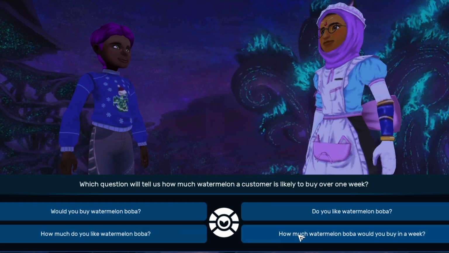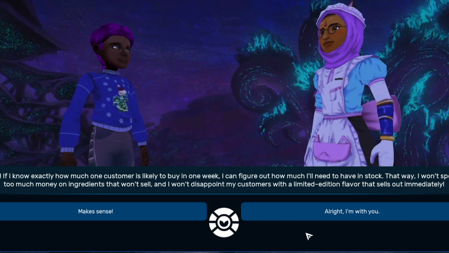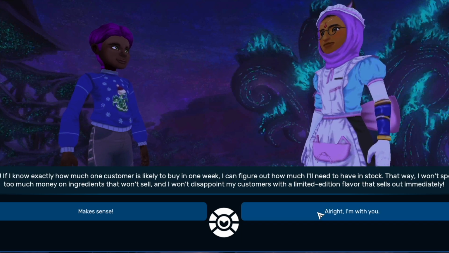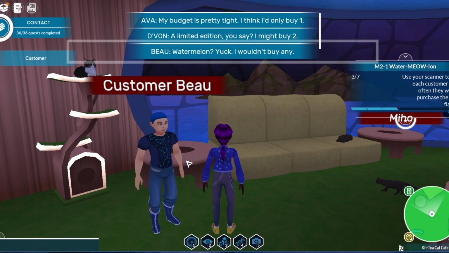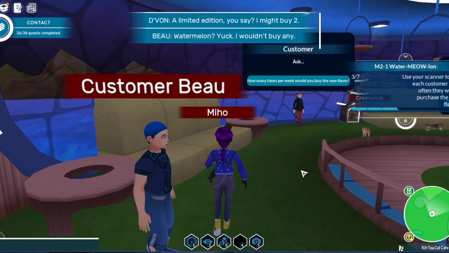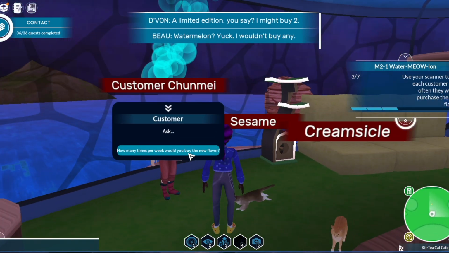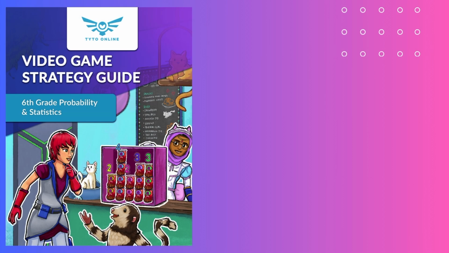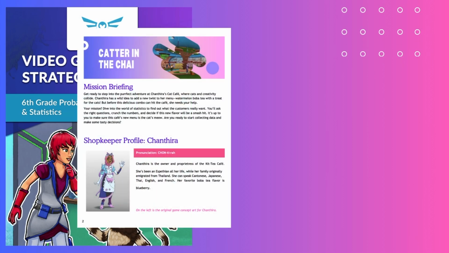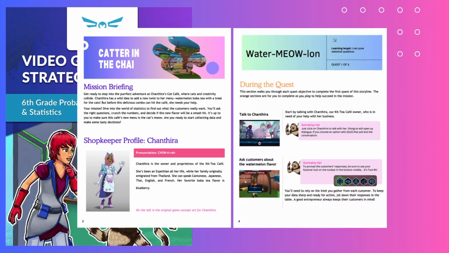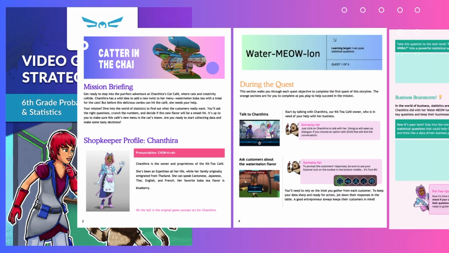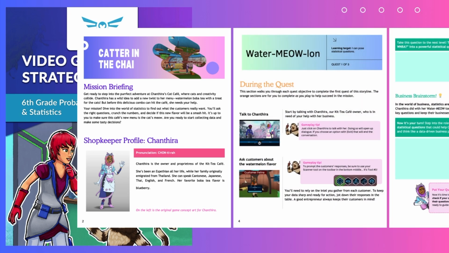For the first quest, students choose a strong statistical question to help Chanthira predict the right amount of boba tea she'll sell, and then survey the customers, collecting responses about how much they would buy with and without the promotional idea. Students' video game strategy guides are used to further engage students in a mission briefing in the game context, provide tips and hints during gameplay, and extend learning afterwards.